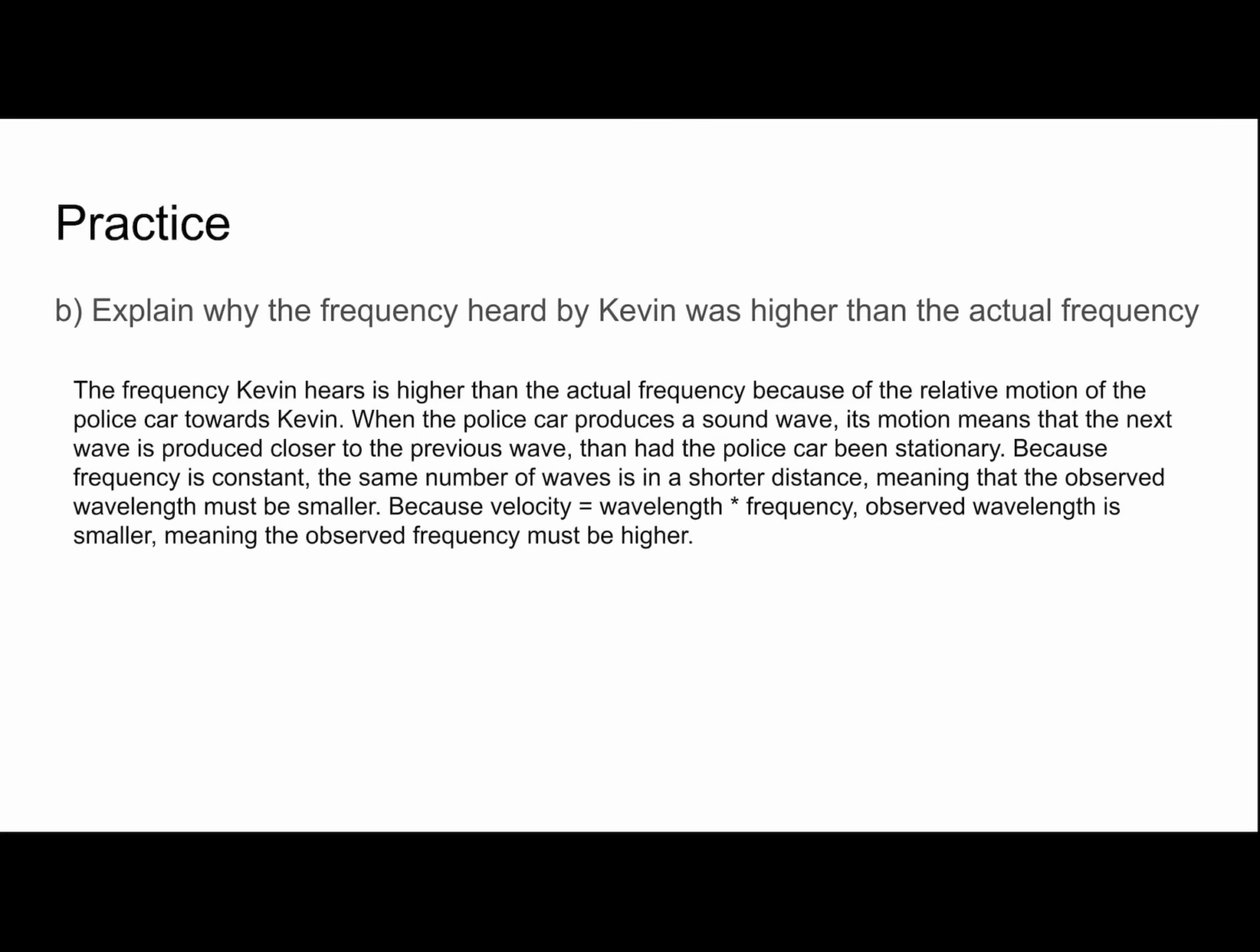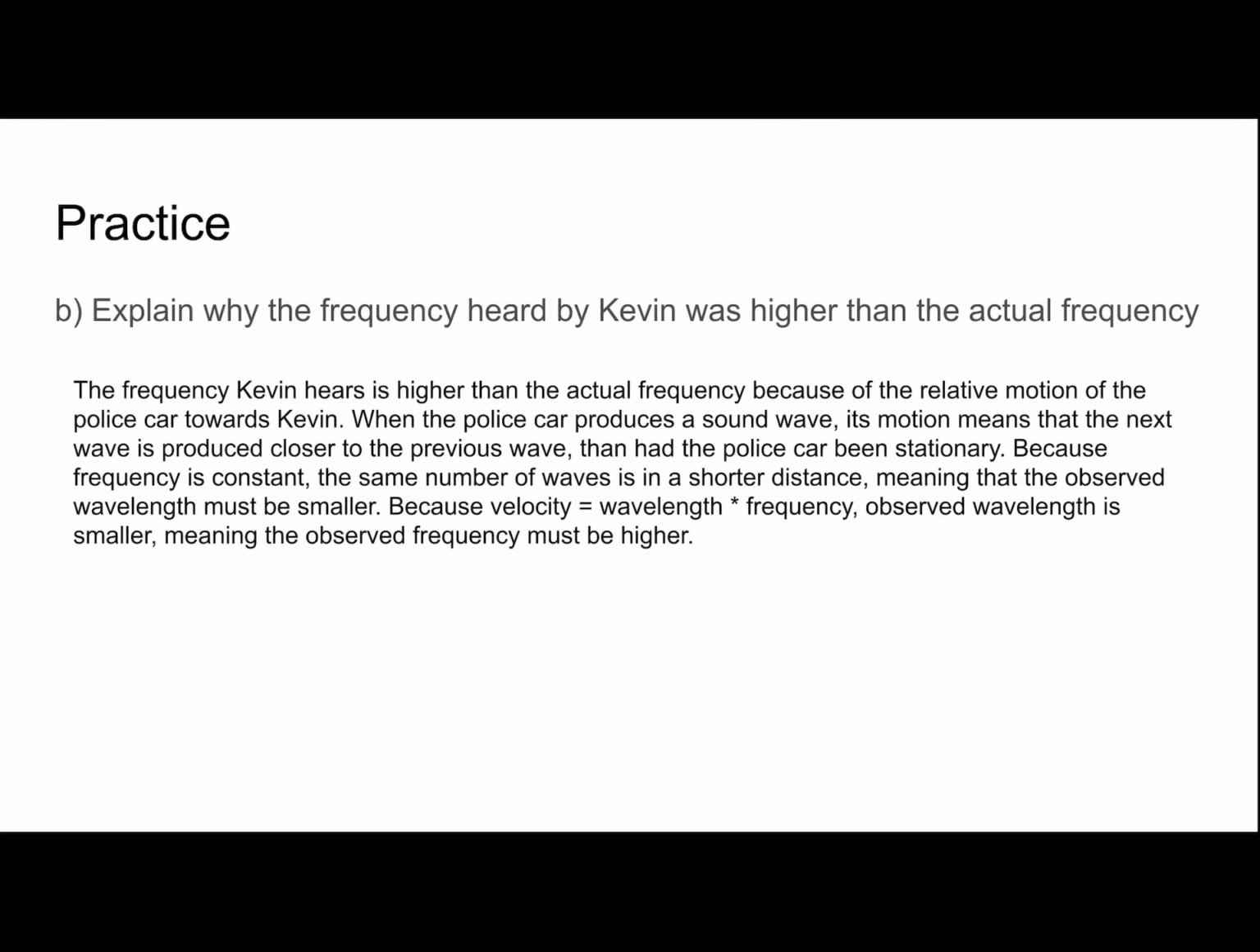When the police car produces a sine wave, its motion means that the next subsequent wave is produced closer to the previous wave, the wave that it first produced. So the second wave it produces, because it's already moved a little bit, will be closer to the first wave it produced rather than if it was stationary. If it was stationary, then it would be lambda apart, but in this case the source has moved some distance, which means that the subsequent wave is produced closer to the first wave it produced, which means that the wavelength between these two waves is smaller, therefore the observed frequency is higher.